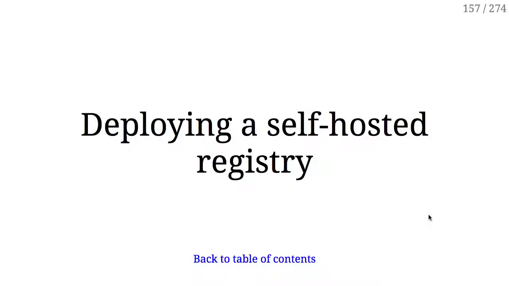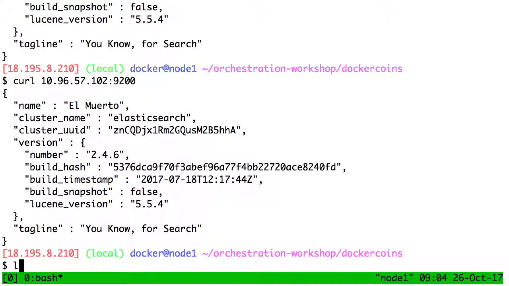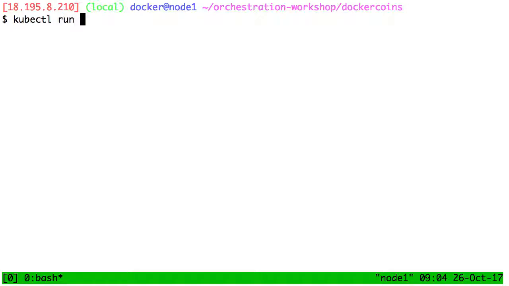We are going to deploy a self-hosted registry. The first step will be fairly easy. We are going to run it with kubectl run. So, kubectl run registry --image=registry:2.